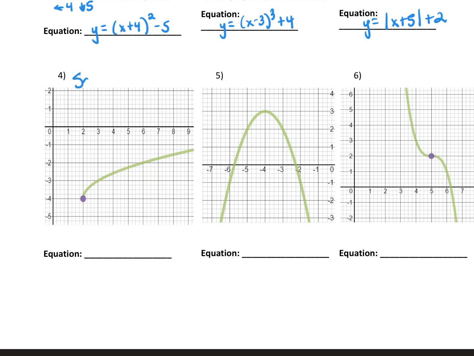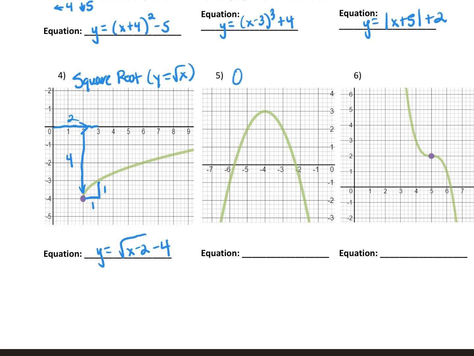Number 4, we have a square root function. We can see here that it's been shifted right 2, down 4, and it's opening the correct way, and it's still 1 by 1 since the square root of 1 is 1. So we have y equals the square root of (x minus 2). Down 4 would be minus 4 outside the function.